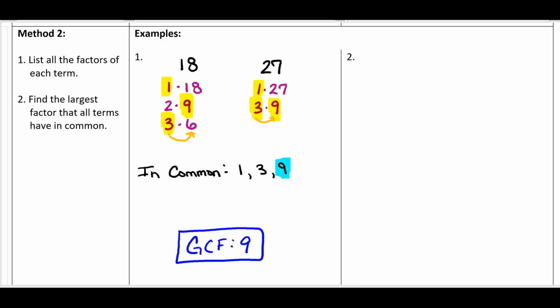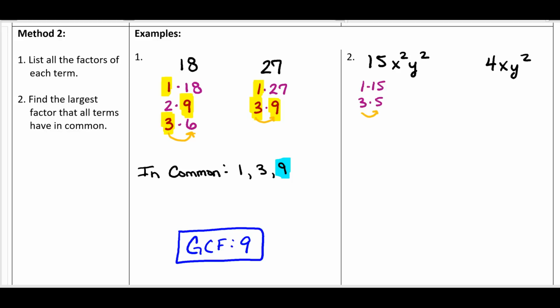So it's the same way with our variables. So if we did 15 x squared y squared, and if we did 4xy squared. So we're going to list out all our factor pairs of 15. So 1 times 15, 2 doesn't go in. 3 times 5, 4 doesn't go in. I've gotten to my turnaround point, so I know I have all the factors of 15.